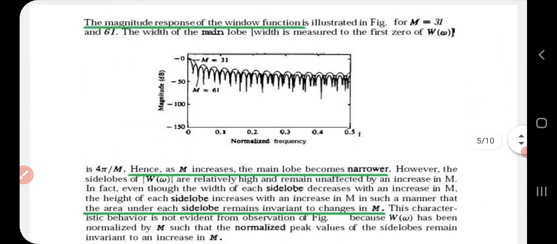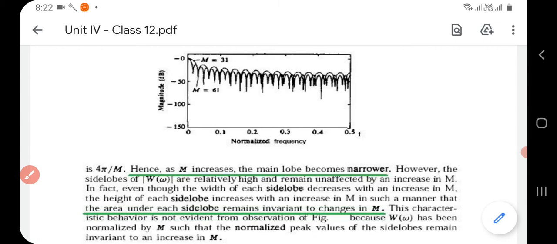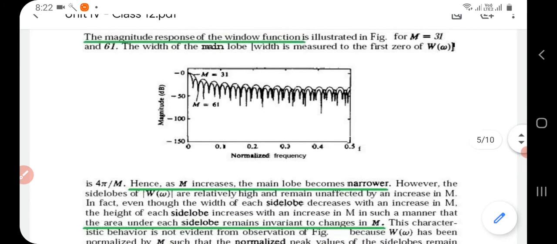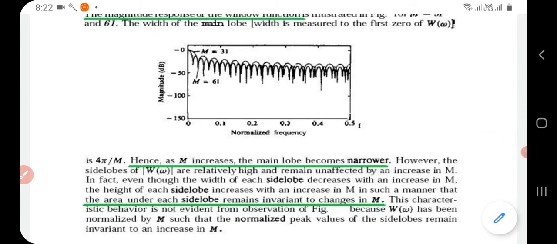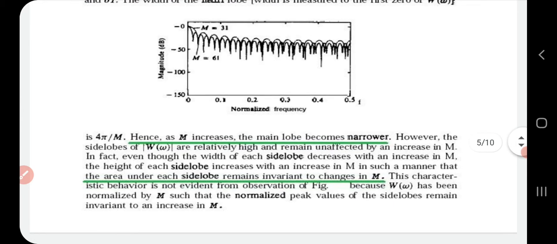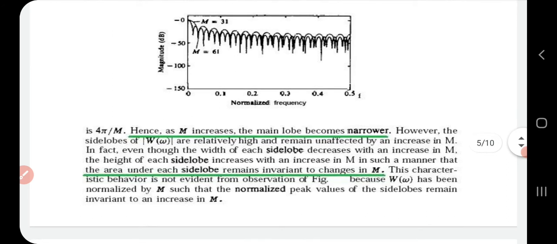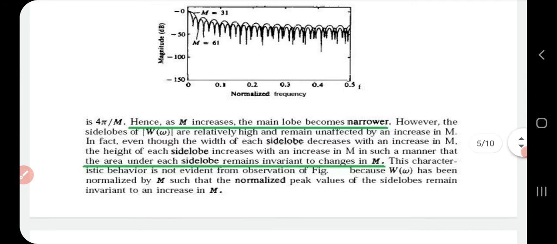Now next one, we are going to learn about the magnitude response of the window function. The magnitude response of the window function is illustrated in this graph, and here the length of the filter M is taken to be 31. There are main lobes and side lobes. Here the width of the main lobe is found to be 4π/M, where M is the length of the filter. It is seen that as the length of the filter M increases, the main lobe becomes narrow, that is, its width decreases. In the case of side lobes, the width of the side lobe will also decrease with increase in M. So that is how this length affects the main lobe and side lobe.